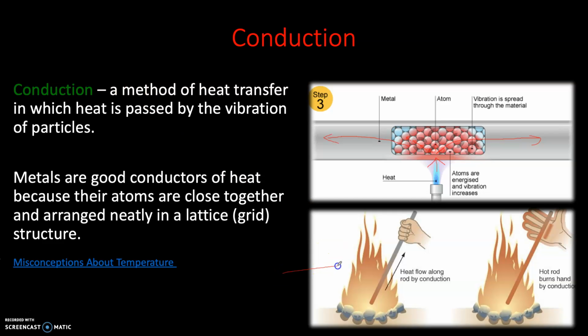This example here is a good one. So if you stick a metal rod into a flame, that flame is transferring its heat into the metal rod. And that heat is moving up the metal rod via conduction. And because you're holding onto the metal rod, the heat of the metal rod moves into your hand via conduction.